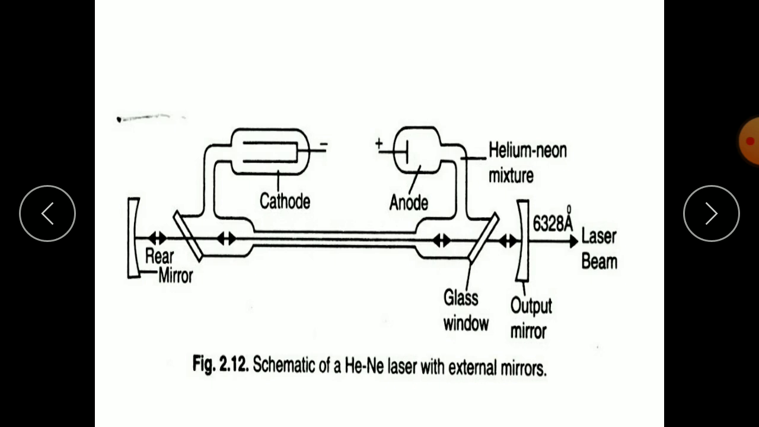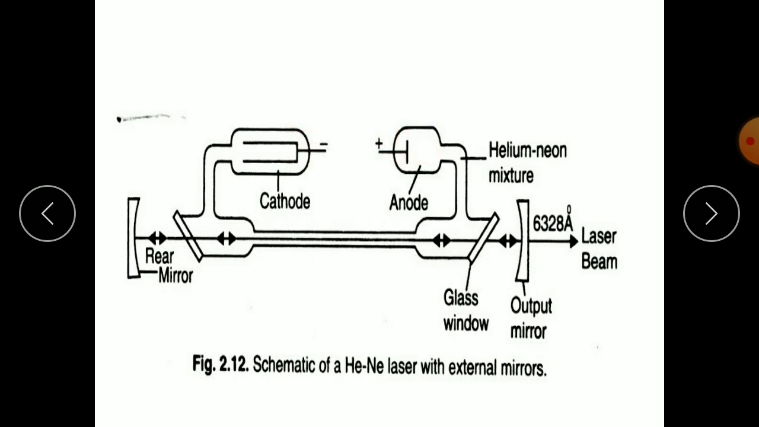So this is the structure of the helium neon gas tube. This gas tube is filled with the helium neon gas mixture. The proportion of helium and neon is about 10:1, meaning if there are 10 atoms of helium, there is a corresponding 1 atom of neon. Such a mixture is filled inside this tube. This tube has 2 electrodes. At the top you see these are the 2 electrodes.